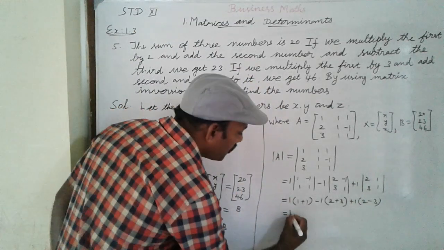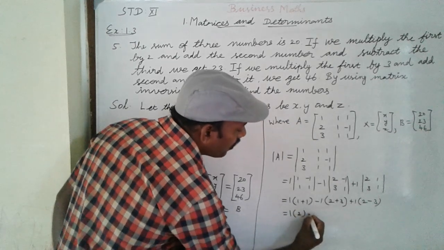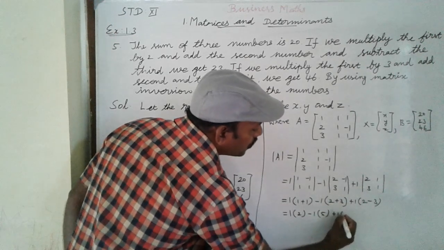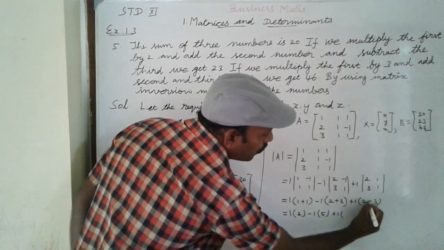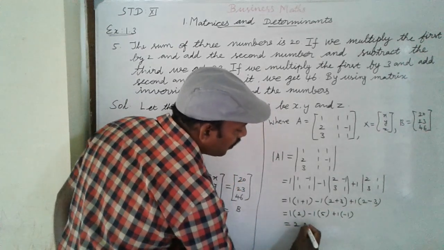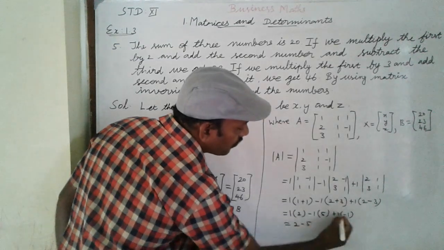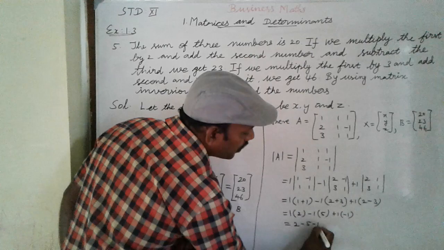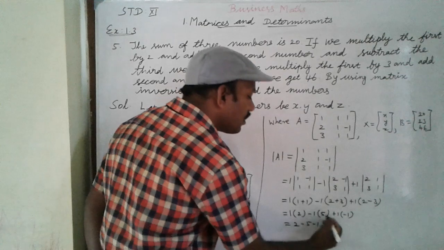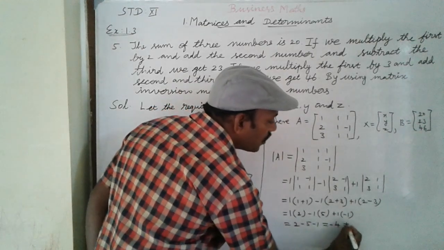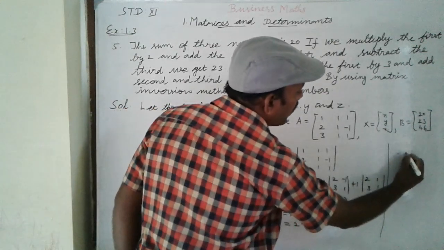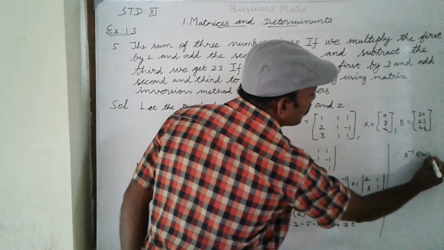So 1 times 2 is 2, minus 1 times 5 is minus 5, and 1 times minus 1 is minus 1. Two minus 5 is minus 3, minus 3 minus 1 is minus 4. Not equal to 0. Therefore A inverse exists.